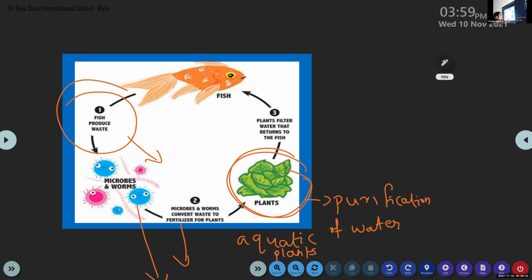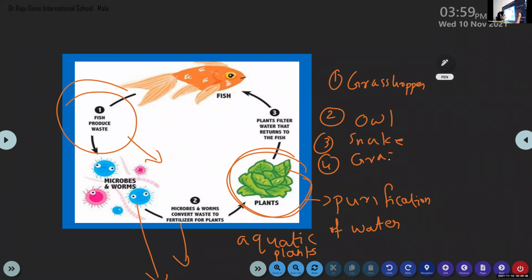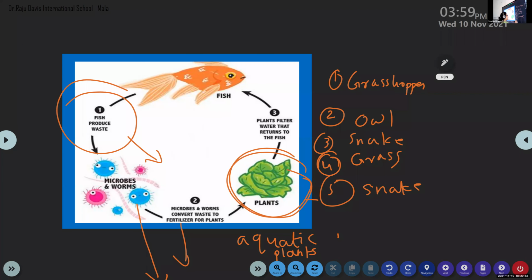I can give you some creatures, and you have to arrange them in a food cycle. For example, I just give you grasshopper. Then I will give you the owl. Then I'll give you snake. Then I can give you grass, and like that bluebird. Jumbled. Then we can keep it correctly. Then what else? Snake, bluebird, then birds or crow, something else. Like that I will give you jumbled words.